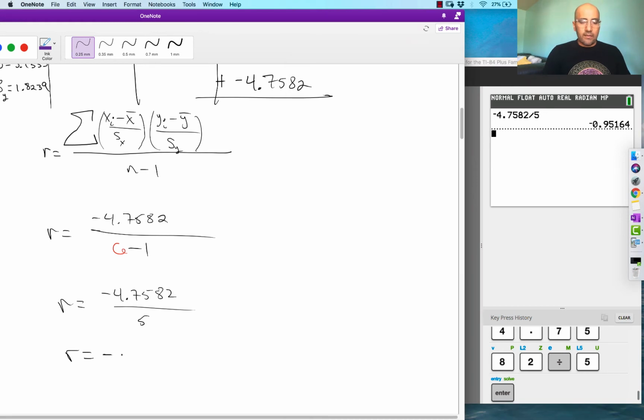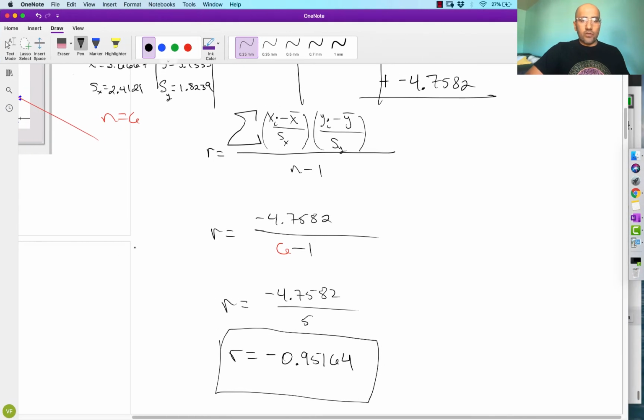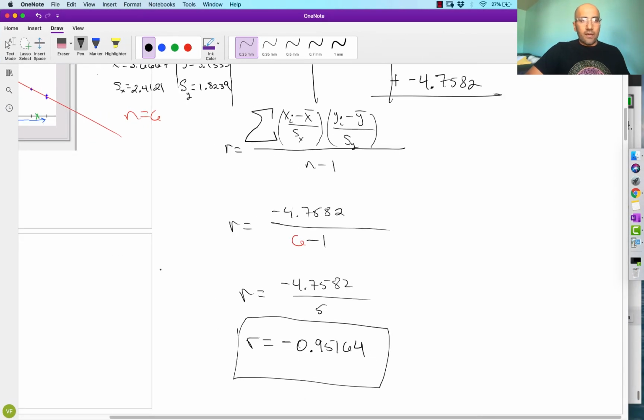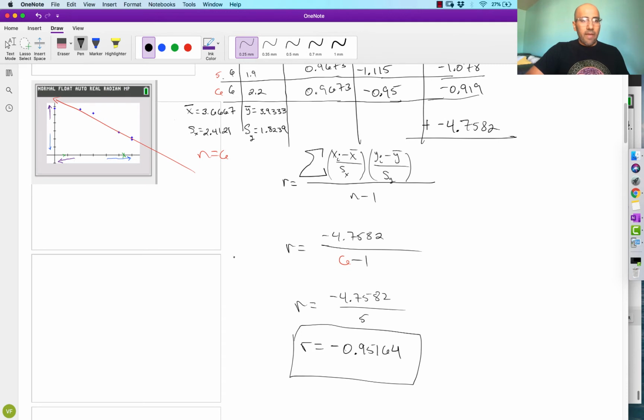Negative 0.95164. Okay, so as we saw yesterday, or in the previous video, that indicates that we have sufficient statistical evidence to conclude that there is a strong negative linear correlation between the x-coordinate values and the y-coordinate values. All right, that's what we conclude here. We've mathematically proven that there is a strong negative linear relationship between the x-coordinates and the y-coordinates.